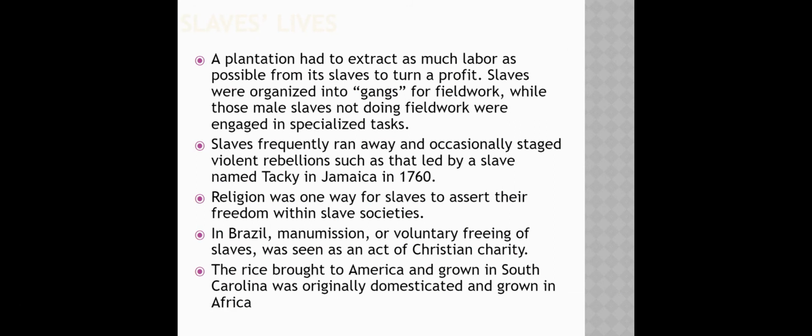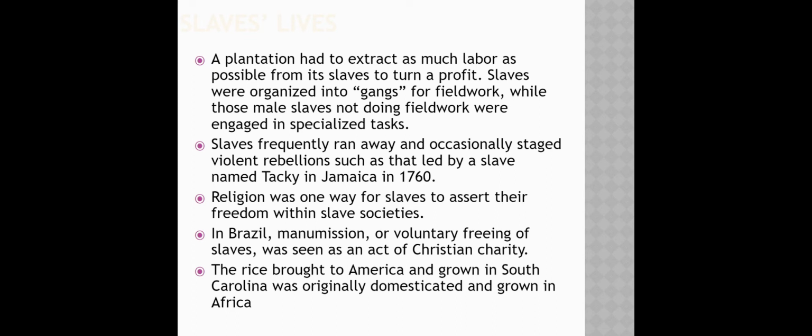West Indian society, which was the most polarized society in the world in the 18th century, consisted of a very wealthy land-owning plantocracy, or the plantations, and their slaves, and then there were very few people in between. And a plantation had to extract as much labor as possible from its slaves in order to turn a profit. Slaves were organized into groups for field work, and male slaves who were not doing field work were engaged in specialized tasks. And typically it was only African males who were brought to these plantations.